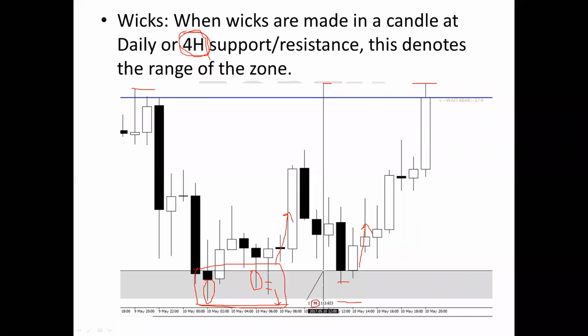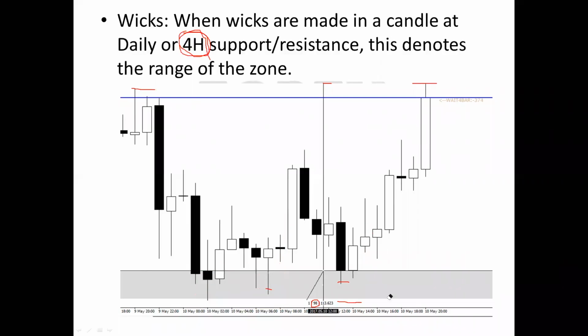So this is buying off of support, and this is what wicks basically mean. When you see wicks at a support or resistance, it's basically the range of the zone. Well, it's not the range, it's the depth of the zone.